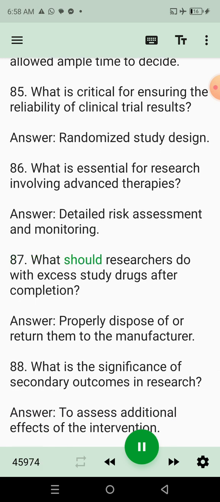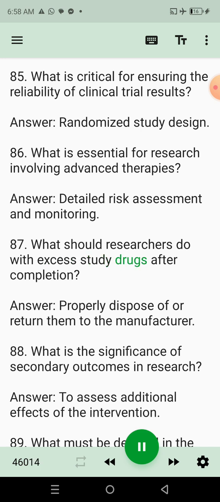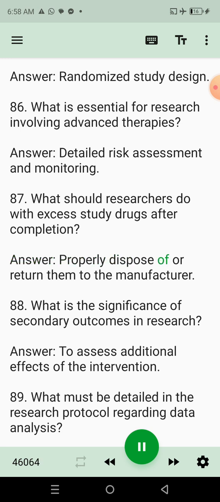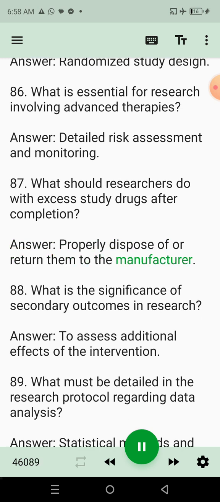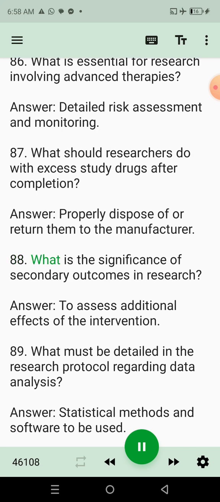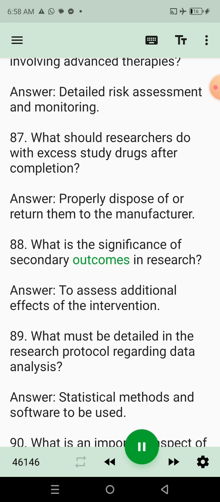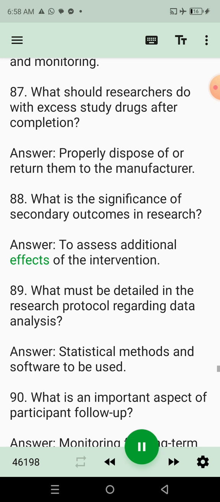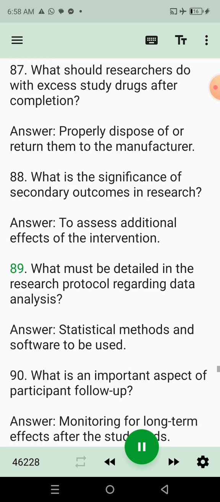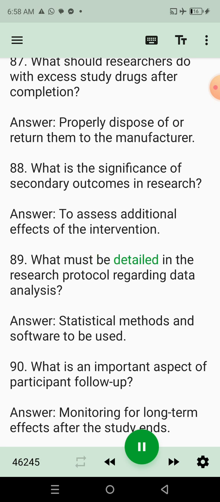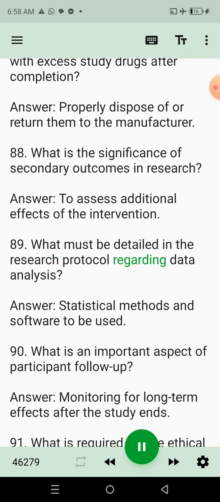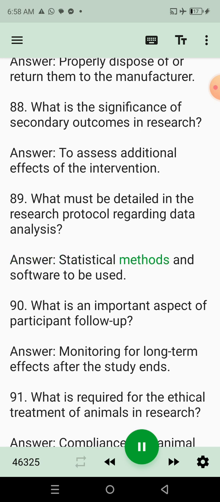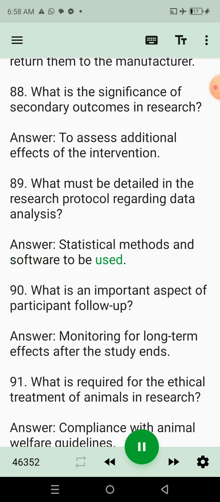87. What should researchers do with excess study drugs after completion? Answer. Properly dispose of or return them to the manufacturer. 88. What is the significance of secondary outcomes in research? Answer. To assess additional effects of the intervention. 89. What must be detailed in the research protocol regarding data analysis? Answer. Statistical methods and software to be used.